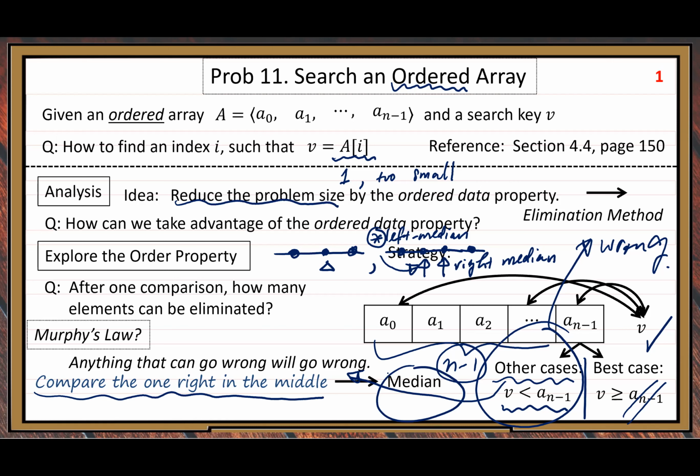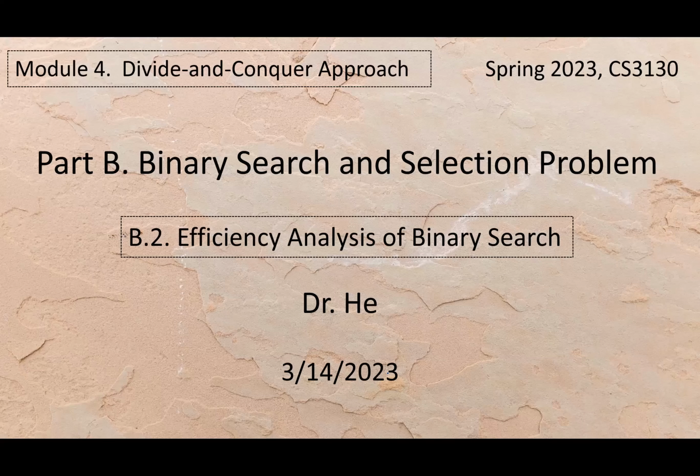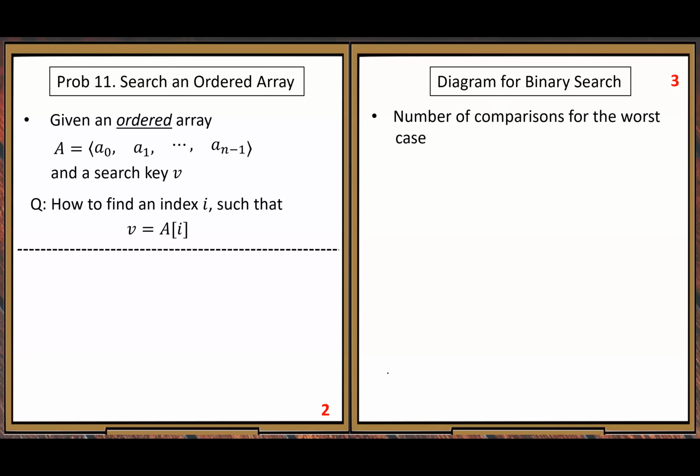Then next, strategy: the balancing principle. So this idea is that every time you can throw away half of the elements. Let's talk about efficiency. Here, let me use this diagram to show you the idea.